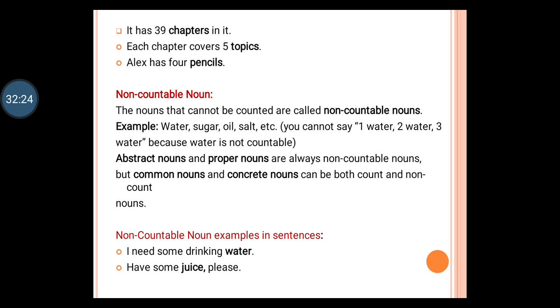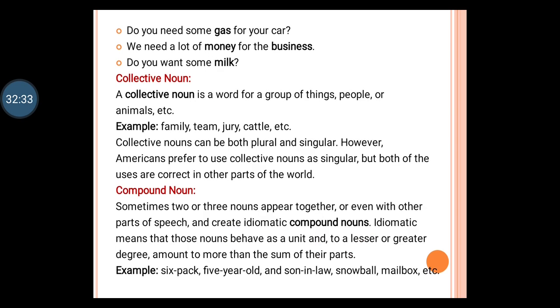Now, examples of non-countable nouns are: I need some drinking water. Have some juice, please. We can't count that. Do you need some gas for your car? You can't count gas. We need a lot of money for the business. You can't count business and money. And do you want some milk? We can't count milk. Okay. Now, collective noun.